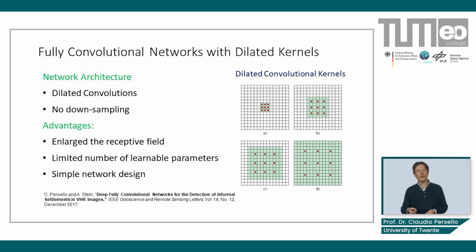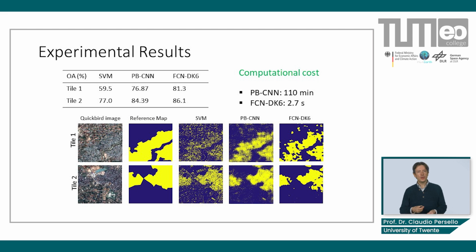The network design was at that time quite simple compared to modern deep learning architectures. If you want to know more about the technical details, please check the paper reported at the bottom of the page. This slide shows the experimental results we obtained on a dataset from Dar es Salaam, Tanzania, and the proposed fully convolutional network with 6 dilated kernels, named FCN-DK6, outperformed alternative methods such as pixel-based support vector machine and a patch-based CNN. Moreover, the inference time of the proposed method is much smaller compared to traditional CNNs.